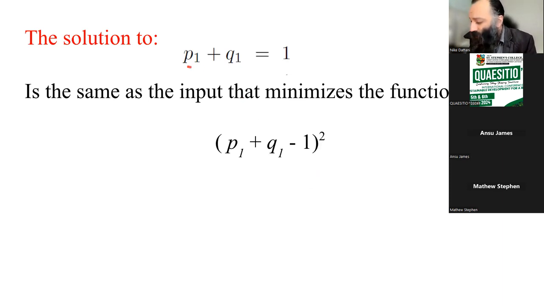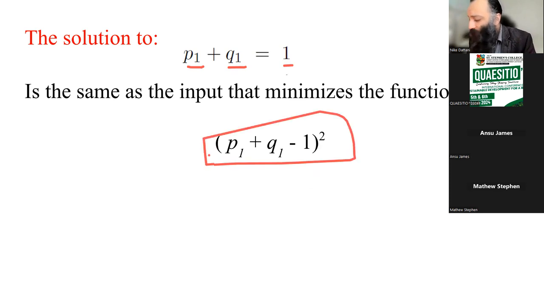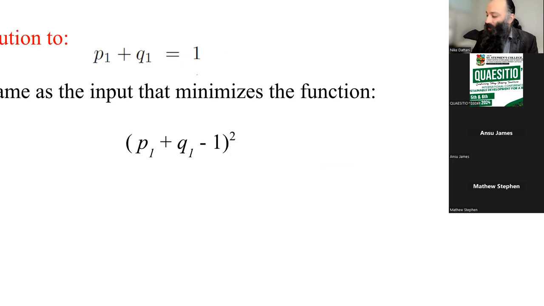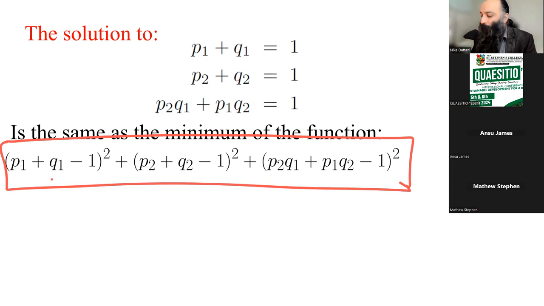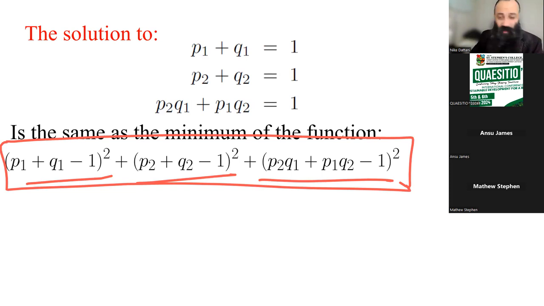So the solution to P1 plus Q1 equals one is the same as the minimum of this function. If we minimize this function, we will find the P1 and Q1 such that P1 plus Q1 equals one. Okay, that is what we're doing there. And then let's see if someone knows the minimum of this function here. What's the minimum of this? It's just as easy of a question.